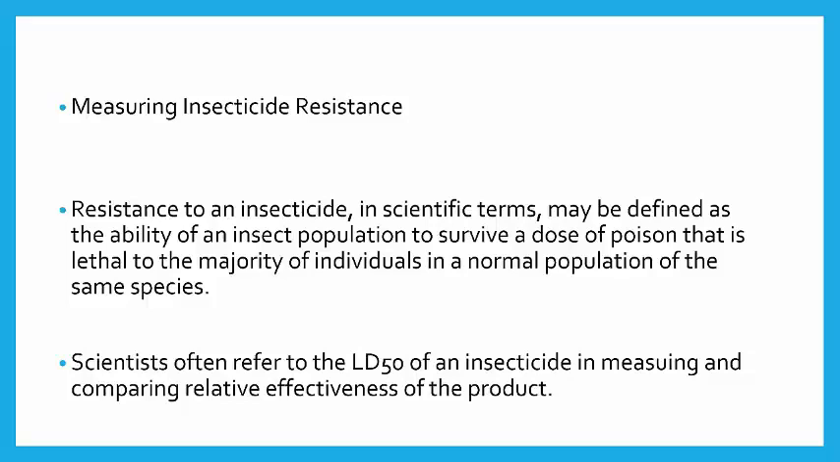Scientists often refer to the LD50 of an insecticide in measuring and comparing relative effectiveness of the product. The ratio of the LD50 values between suspected resistance and known susceptible groups of insects gives an idea of any developed insecticide resistance within the population. From the scientific viewpoint, resistance is a shift in the LD50 performance of a compound, or the lethal dose required to kill 50% of a pest population. In practical terms, it takes more and more of the product to control the population, and it becomes only a matter of time until insects are immune to the effects of the insecticide.